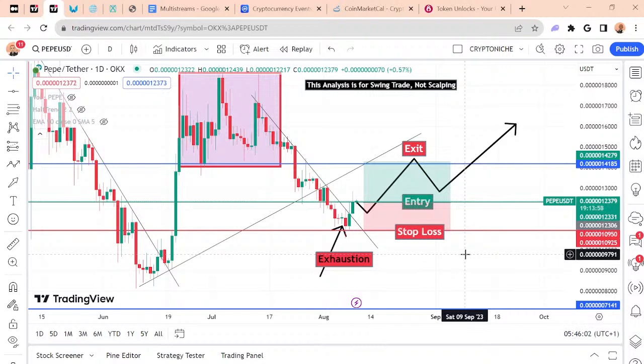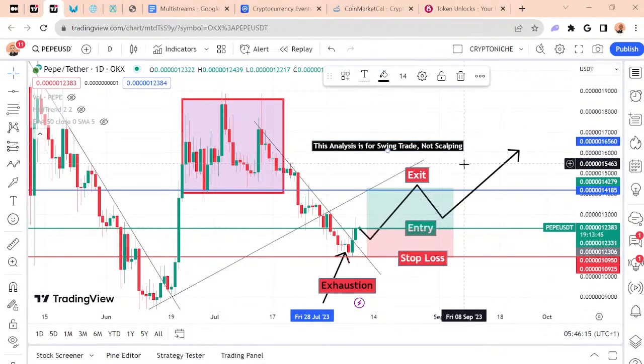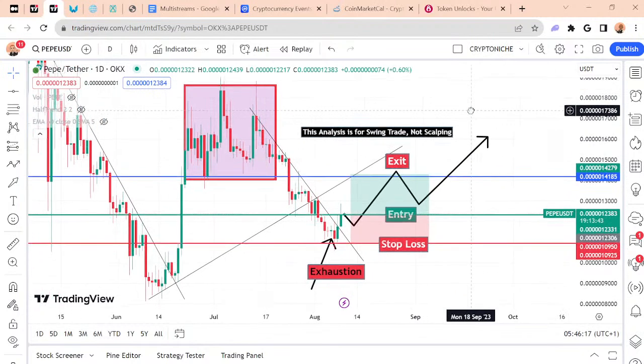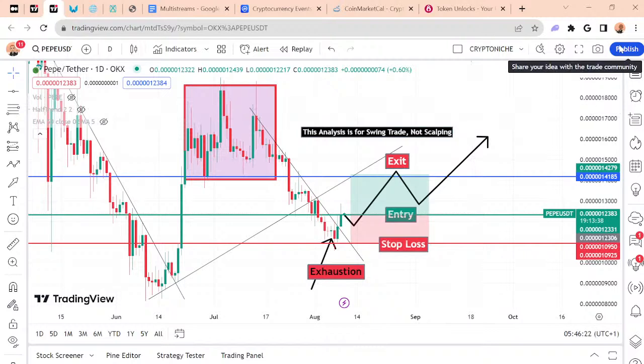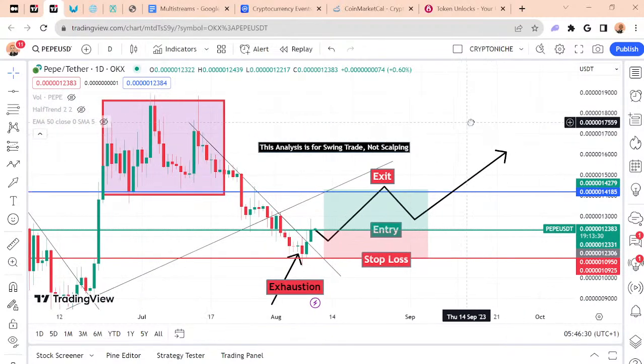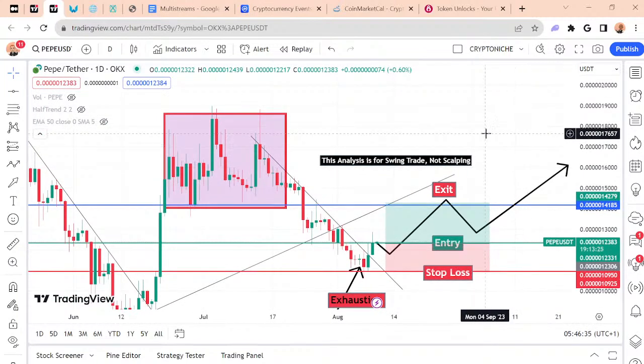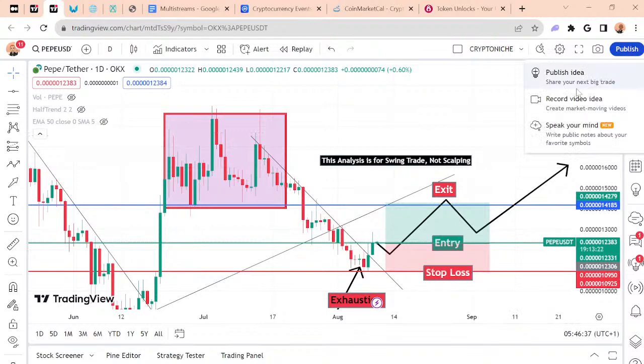So, if you have any, this analysis is for swing trade, not scalping. So I'm going to publish this now. Publish this idea.